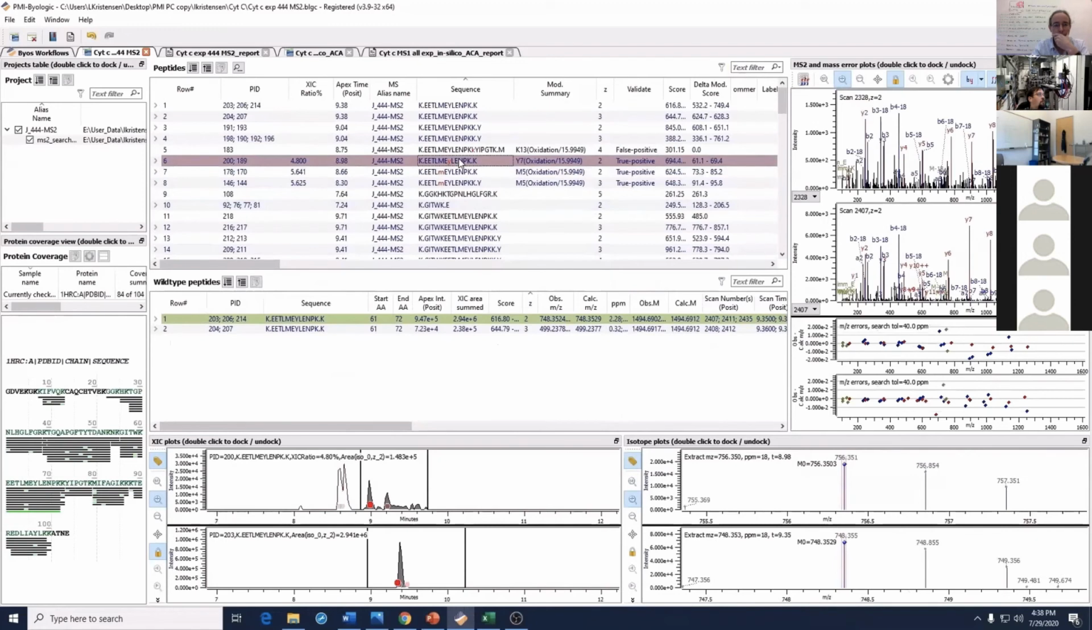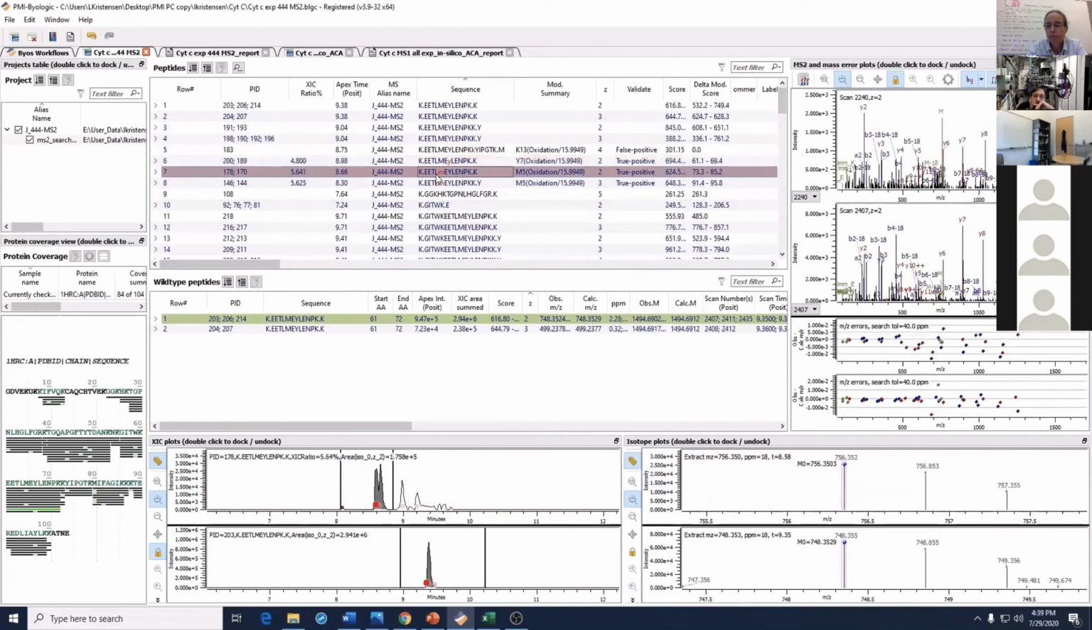And what actually happened when this project was originally created, this was reported as a mixed modification, meaning that the XIC area included all the peaks shown here, basically encompassing both modifications. I took a look at the retention times for the tyrosine modification. We have two peptides associated with that modification, and then for the methionine modification, we also have two peptides.